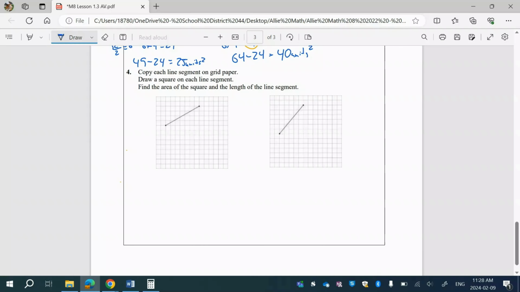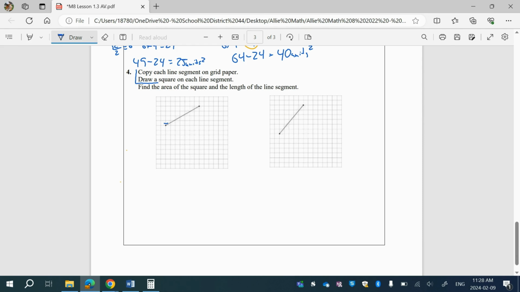Let's see this one. Okay, I'm going to do part 2 in case you're watching this at home and you need to know how to do this. So you need to copy the line segment onto a grid paper and draw a square from the line. And the best way that I can think of to teach you how to do this is, from one dot to the other, do kind of like the rise and the run.